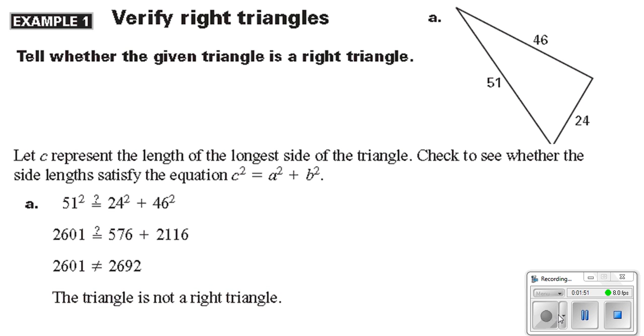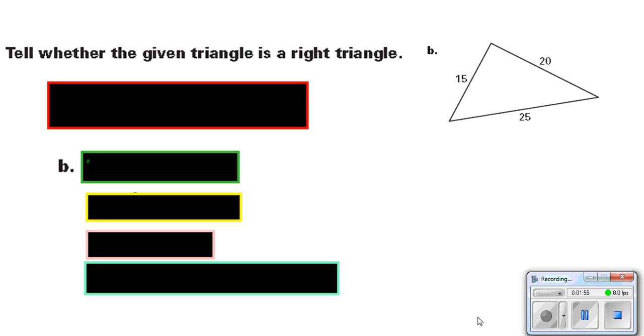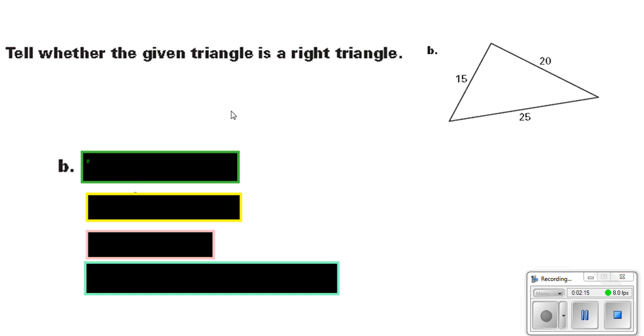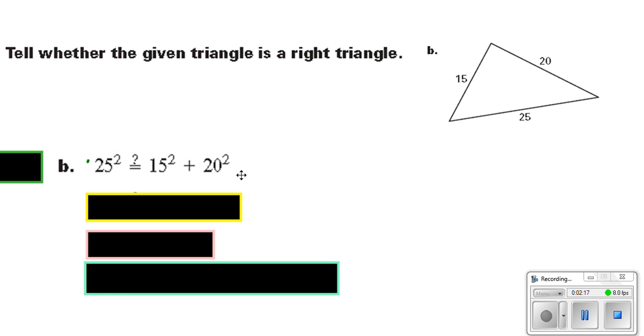Let's look at example 1b. Example 1b, again, tell whether the given triangle is a right triangle. So we'll still set up Pythagorean's theorem here. You can see that the biggest side in this triangle is 25. So if it is a right triangle, that would have to be the hypotenuse, so that will be in the C position. And so we set it up here.